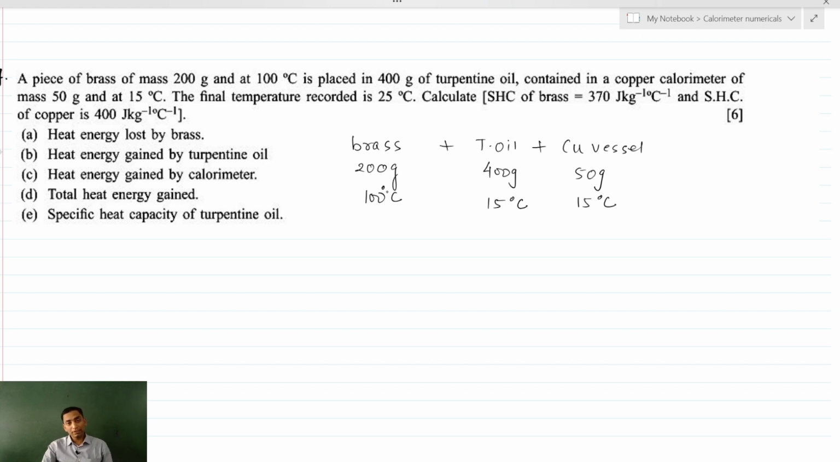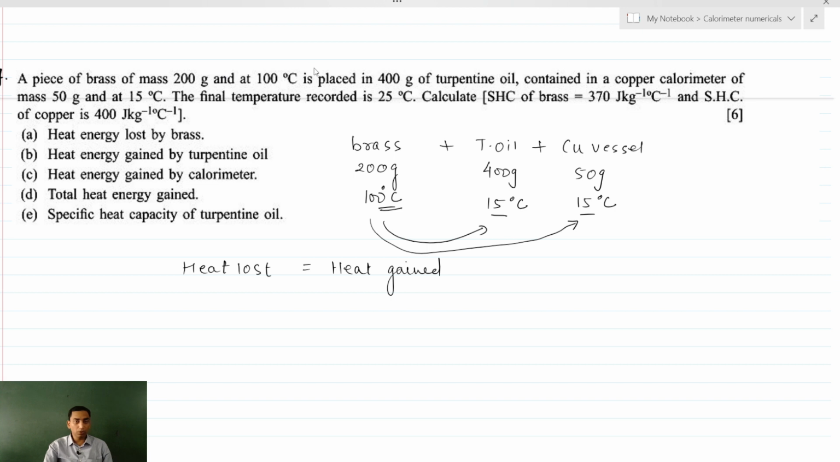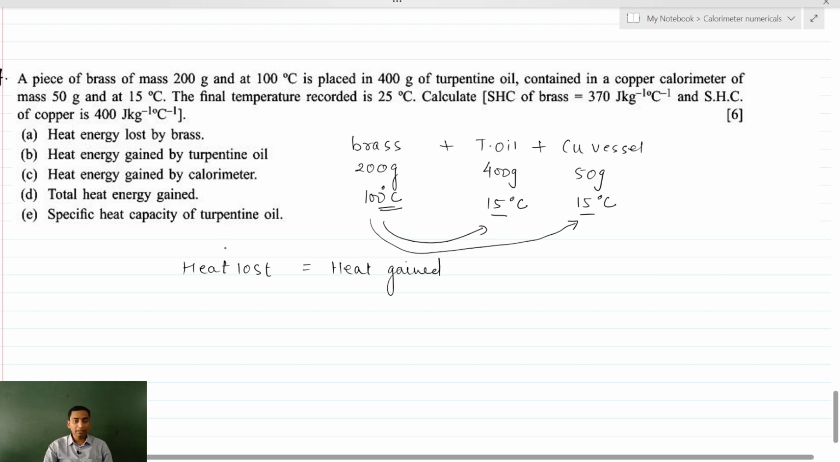Now you can very well see that when the brass ball is placed inside the turpentine oil, this is hot and these two are cold. So the heat energy will be lost by the brass and it will be gained by the vessel and the turpentine oil. So if I write heat lost equal to heat gained, then in heat lost there will be only one term. And why is it like that? Because there is only one substance, brass, that is going to lose the heat energy, and due to which its temperature falls down to 25, because it is being said the final mixture is at 25 degrees Celsius.